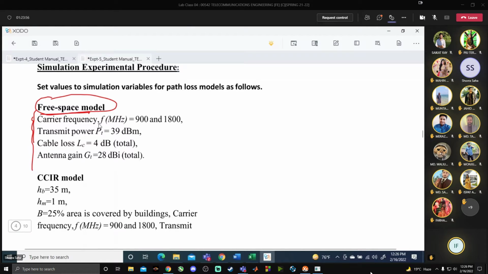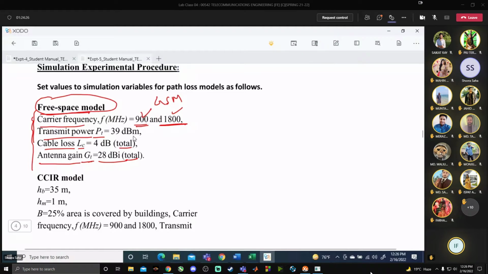So you have carrier frequency 900 and 1800 megahertz. You can change them in the code if you want. So these are actually GSM system carrier frequencies. I told you GSM second generation system started with 900 megahertz and then used 1800 megahertz. Then you have transmission power PT, cable loss, total cable loss, that means both transmitter and receiver, LC, and antenna gain, total antenna gain. Okay, receiver and transmission total GT is 28.